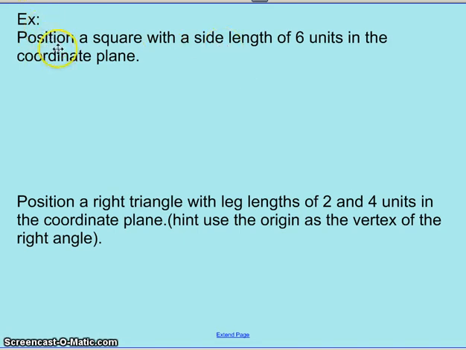Let's start taking a look at what we're going to be doing in this section. The first example shows up here. It says position a square. Now hopefully you know about a square already, that each side length is going to be the same. We're going to have 4 90-degree angles with sides of length 6 in the coordinate plane. So that doesn't sound too bad.